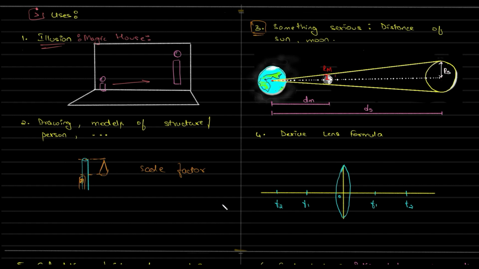So I use glasses, and the glasses which I use, the power, they find it using the help of the lens formula. Right? So the lens formula is derived. The derivation happens with the help of similarities.